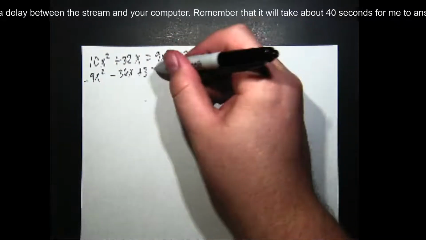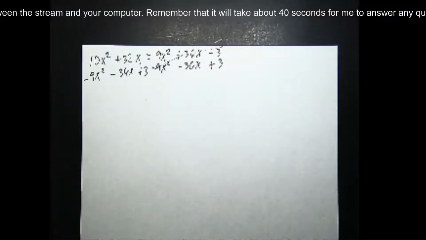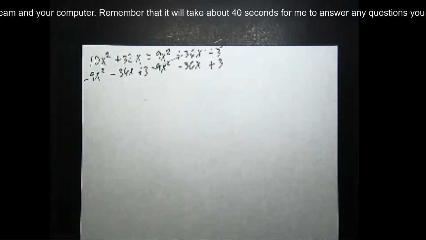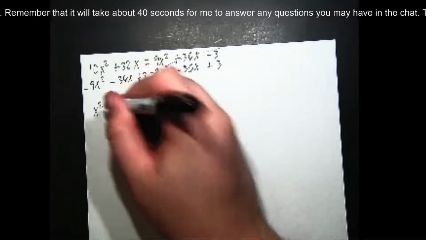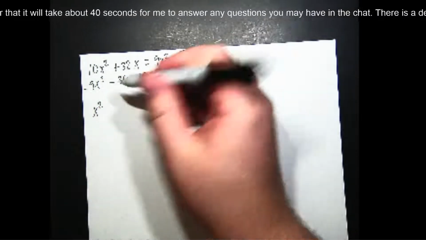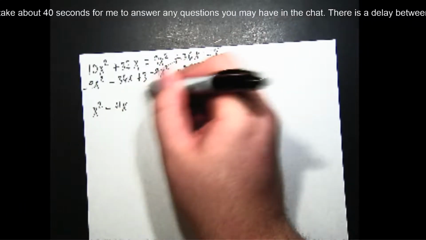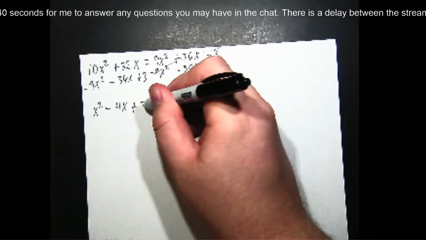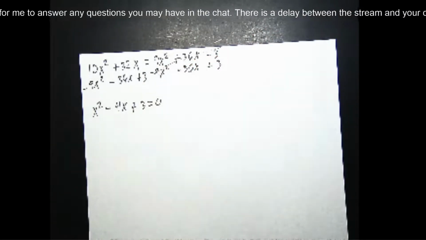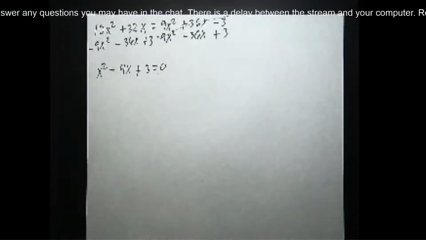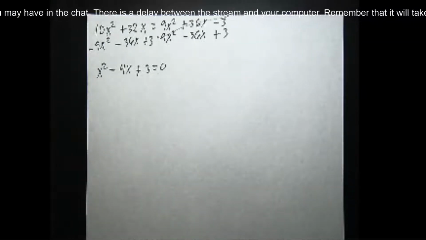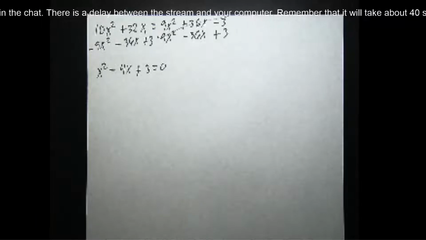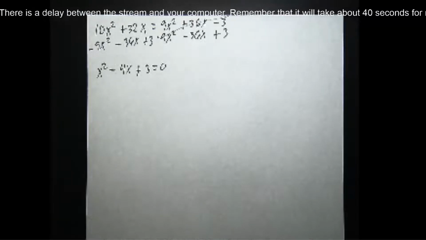Everything on this side will cancel, leaving us with 0 on that side. And then on this side, we'll get x squared minus 4x plus 3 equals 0. Still with me so far? Okay. So now we have a nice, neat little quadratic equal to 0.